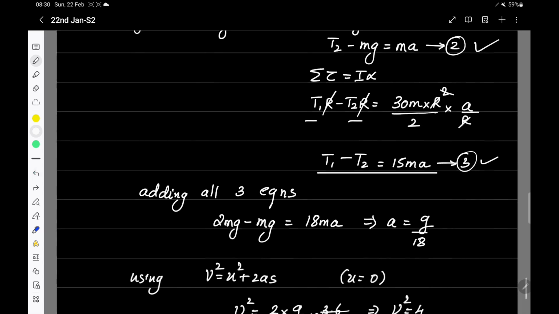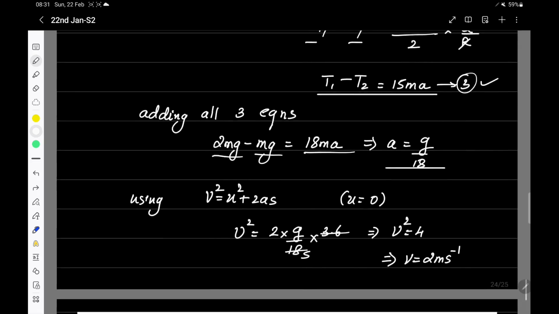So if we add them, we are going to be left with 2mg minus mg on LHS and 18 ma on RHS. This will give you the acceleration to be g by 18. It seems that the mass 2m is moving with constant acceleration. Since it's moving with constant acceleration, we'll apply v square is equal to u square plus 2as. But initially it is released from rest, so u is equal to 0.